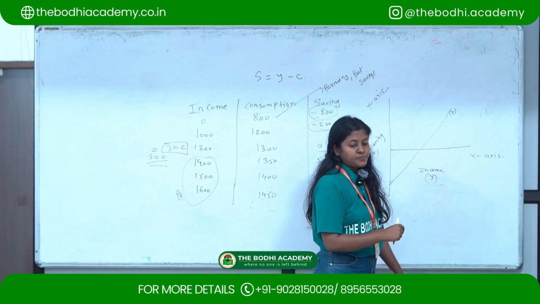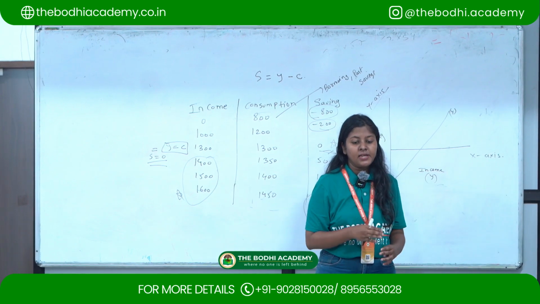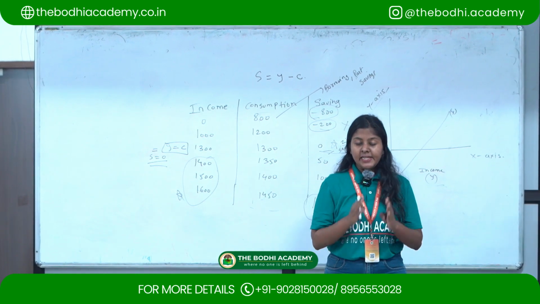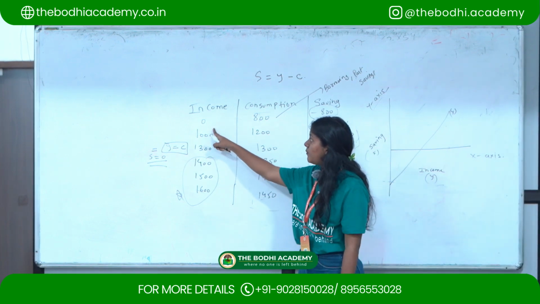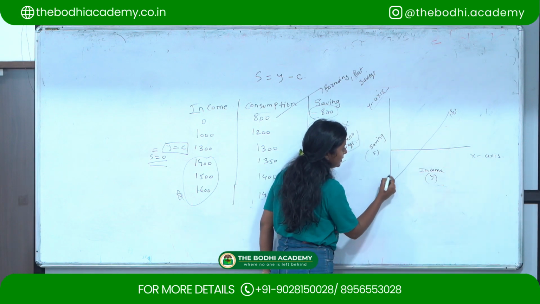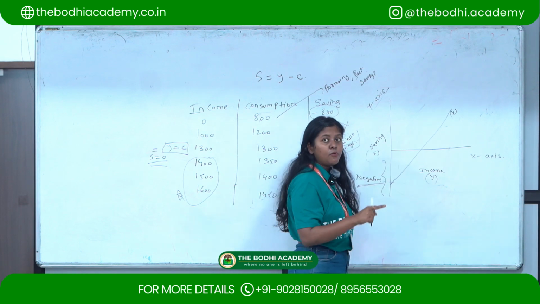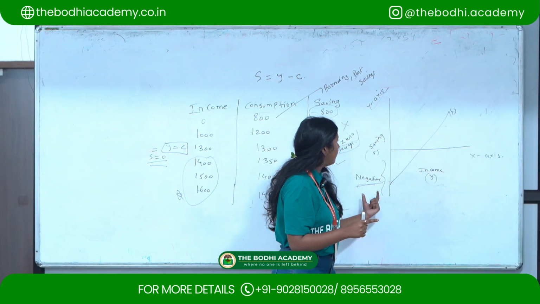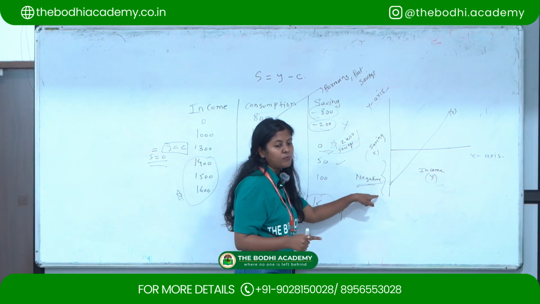Now this straight line shows a positive relation between saving and income. When income is 0, saving is negative. So here when income was 0, saving was negative. That's why this line is coming downwards, into the negative part.